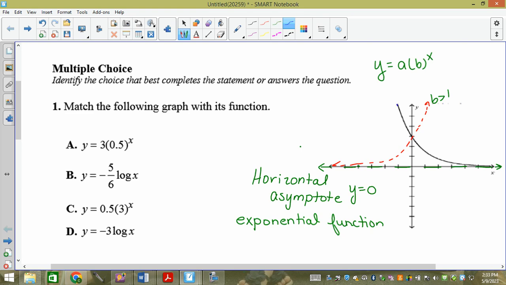What's my b value when you have a decreasing function? Do you remember? Between what and what? Greater than 0, less than 1. Yeah. So I know this is an exponential function because it has a horizontal asymptote at y equals 0. So this one's out and this one's out. And then I know because it's a decaying function, it has to have a b value between 0 and 1. And remember, it's in the form y equals a b to the x. So my b needs to be between 0 and 1. So which one does that fit, A or C? A.